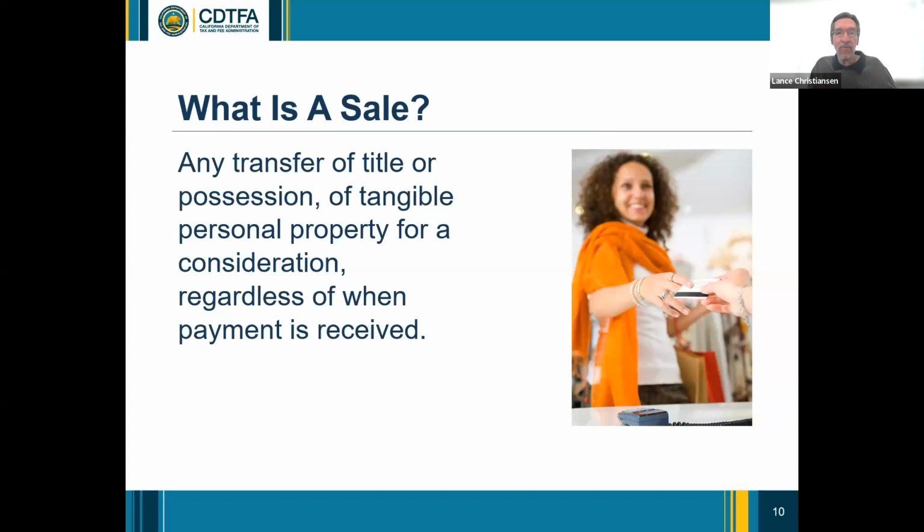Same thing if it's the other way around. Someone bought something from you that was rather expensive, and maybe they're making payments for a while, but you haven't given it over to them yet. Well, they can make months and months of payments, but until you actually give them that piece of tangible personal property, the thing, then the sale hasn't taken place yet for tax purposes.